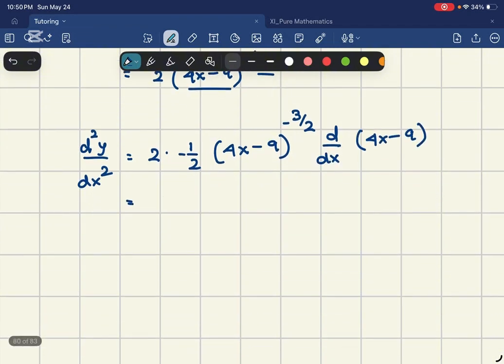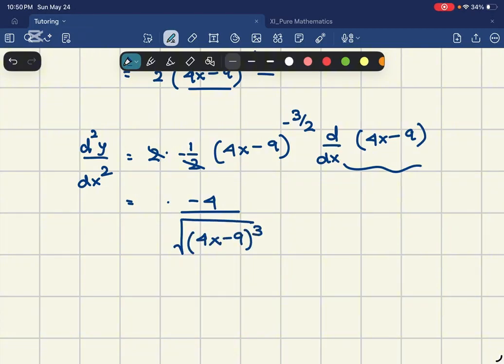And when you do so, you are going to get, this will cancel out, and you are going to get 4 from here. So you get negative 4, and then if you simplify, you are going to get the square root of 4x minus 9 cubed. This is going to be how your final solution is going to look like.